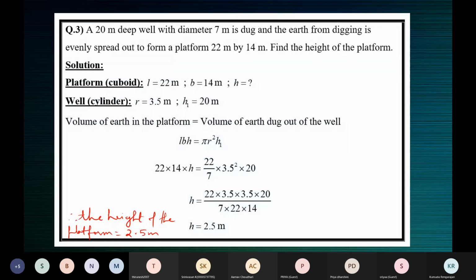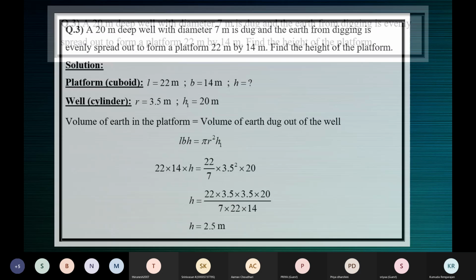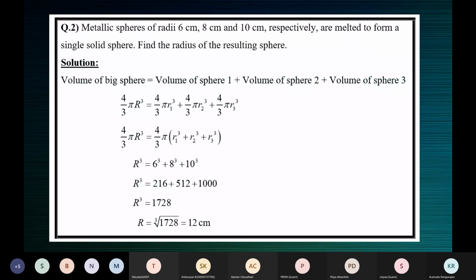Done, children? All right. This you can help yourself. Write down the answer from the slide. Read the question, go through the answer. Complete this now.